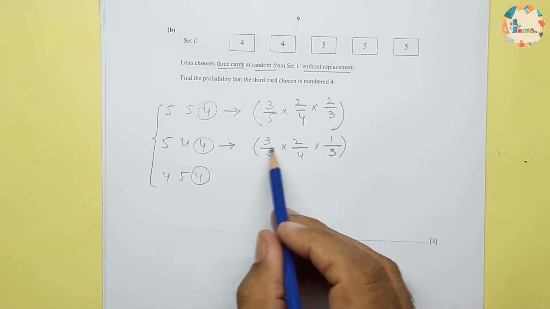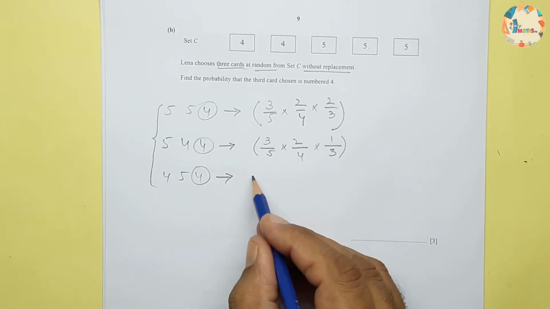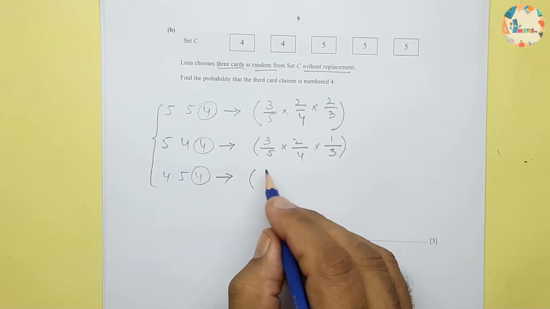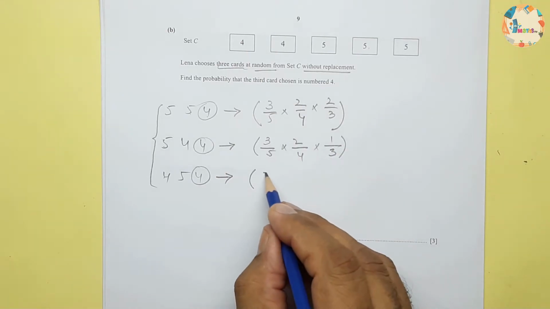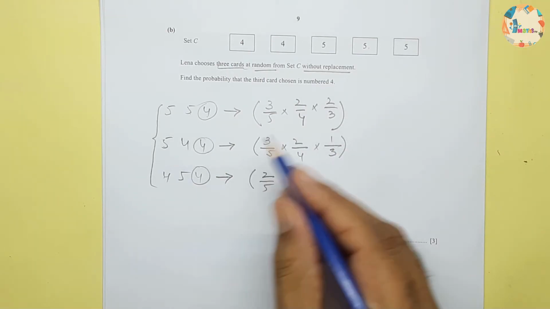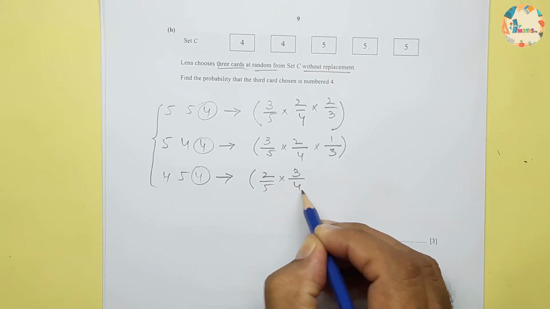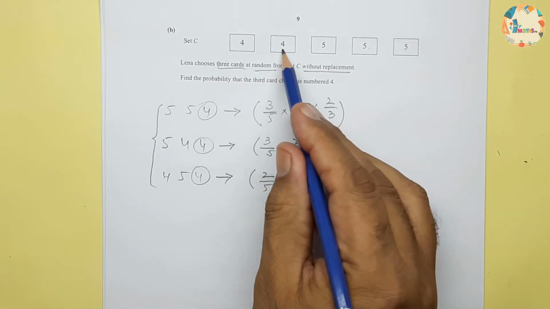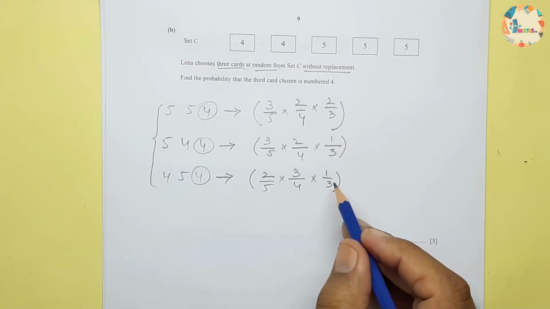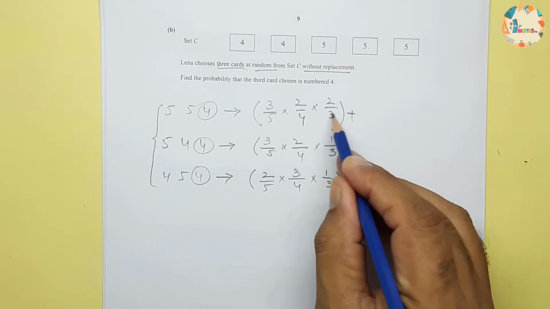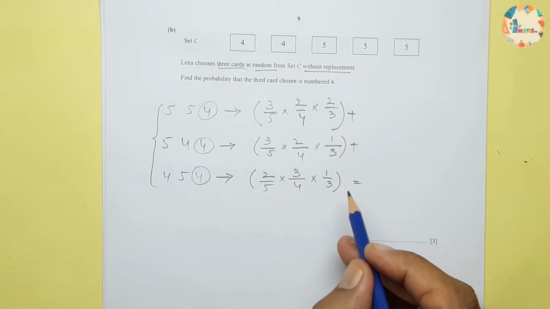So this will be the probability for these options, and for these options the probability will be: first 4, so 2 by 5; next is 5, so 3 by 4 because it is without replacement; and the third one is 1 remaining, so 1 by 3. So these will be three options, so we will add them. This plus this plus this will be equal to what?